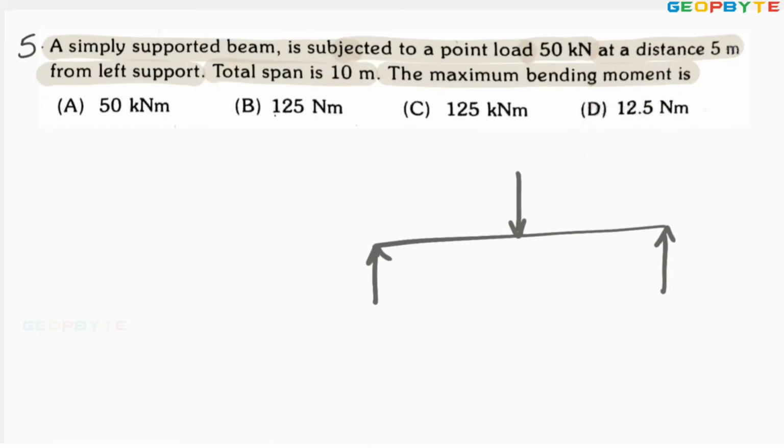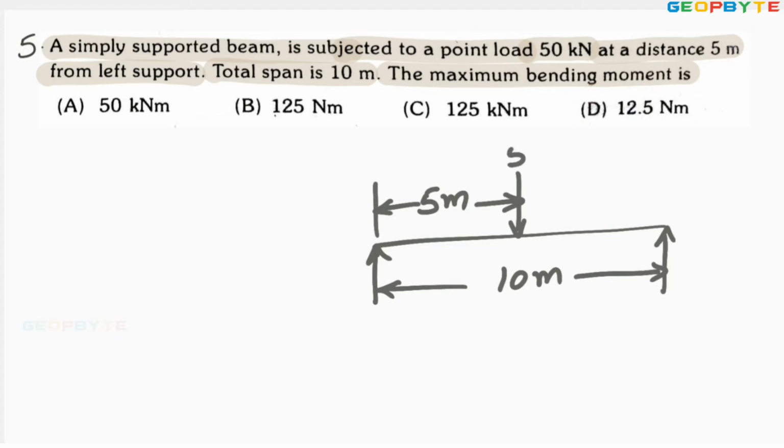The problem is given for a simply supported beam loaded at a distance of 5 meters. This is the 5 meters, while the length of the beam is 10 meters. Since the total length is 10 meters, the 50 kN load is acting at 5 meters from the left support. Therefore, that load is exactly at the middle of the beam.